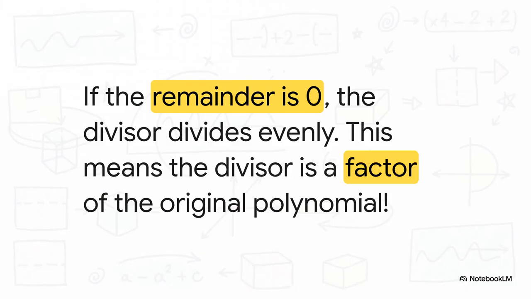And this brings us to the big aha moment. When you finish all that work and your remainder is 0, that means something huge. It means your divisor goes into the dividend perfectly with nothing left over. In other words, the divisor is a factor of the original polynomial. And finding factors?